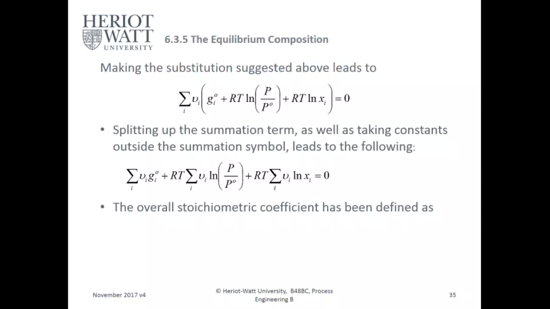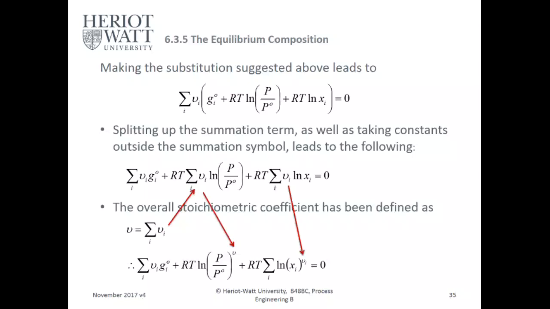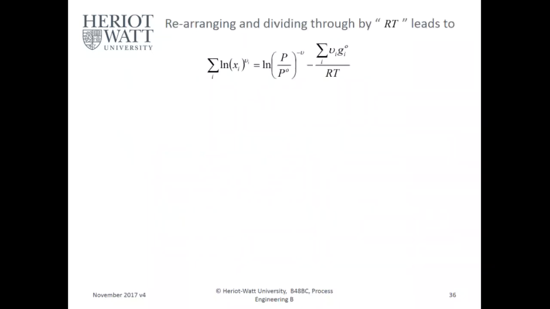The overall stoichiometric coefficient has been defined as V equals the sum of VI. And the summation of VI GI0 plus RT log of P over P0 to the power V plus RT log of Xi to the power VI. So this is the same as the above equation. Rearranging, you get the sum of log of Xi to the power Vi equals log of P over P0 to the power negative V minus Vi GI over RT.